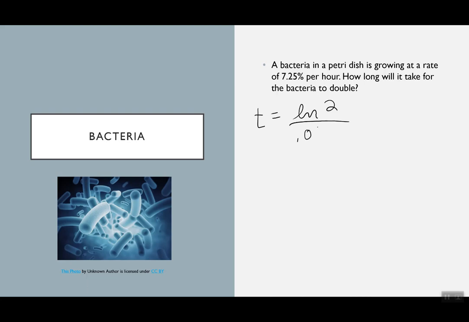So my r is 0.0725. So I grab my calculator, natural log of 2, I divide by 0.0725, and it says this is 9 point, I'm just going to do 2 decimal places, this is hours. So in about 9.5 hours, I will have twice as much bacteria as what I started with.